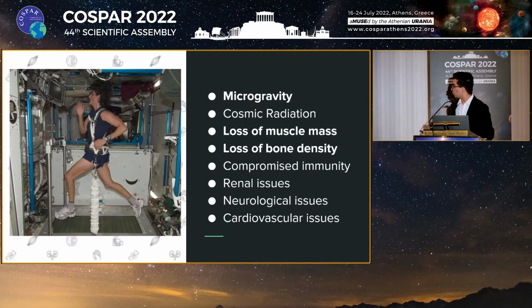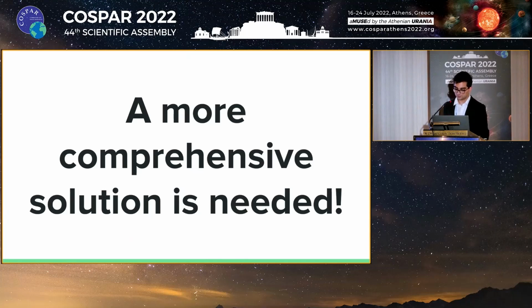Although there are some workarounds, here you can see American astronaut Sunny Williams running on the space station to address microgravity-caused bone and muscle loss. However, astronauts need to exercise for 2 to 3 hours a day, which is extremely disruptive and not a long-term solution. So it's very clear to see that a more comprehensive solution is needed.